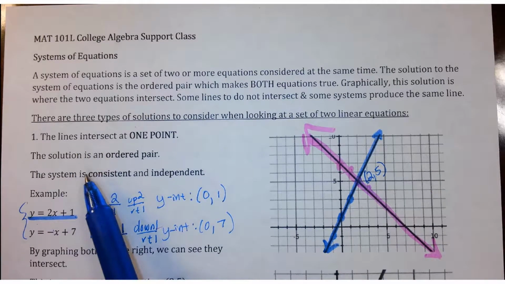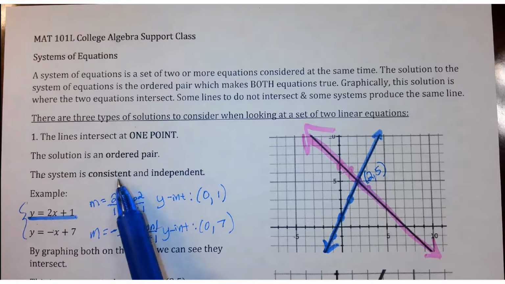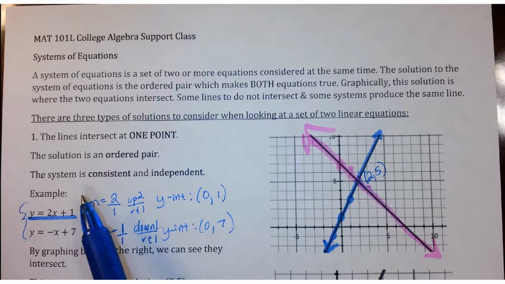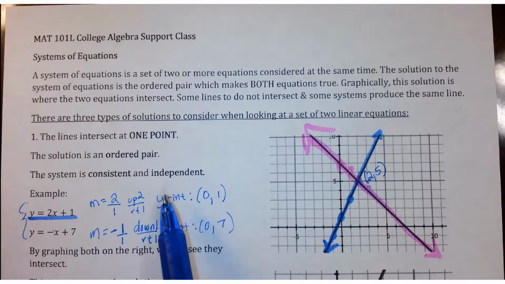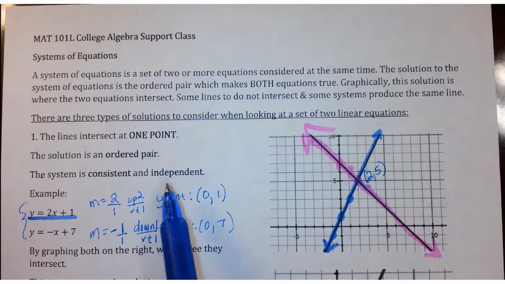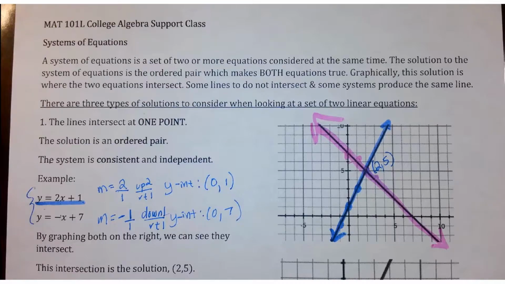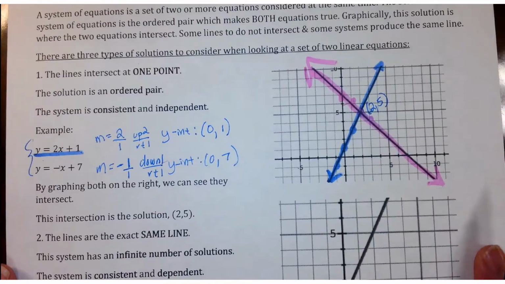This system is consistent and independent. It has an answer, and the two lines are not the same. They're not dependent on each other. So that's one type of solution.